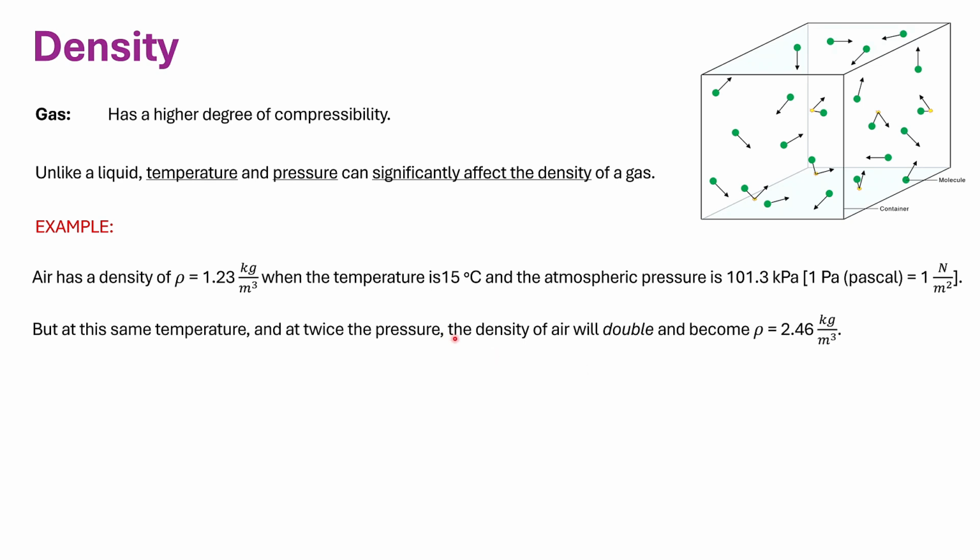But at this same temperature and at twice the pressure, the density of air will double and become rho equals 2.46 kilograms per meter cubed. So you see how significantly a change in pressure can impact the density of a gas, in this case air.